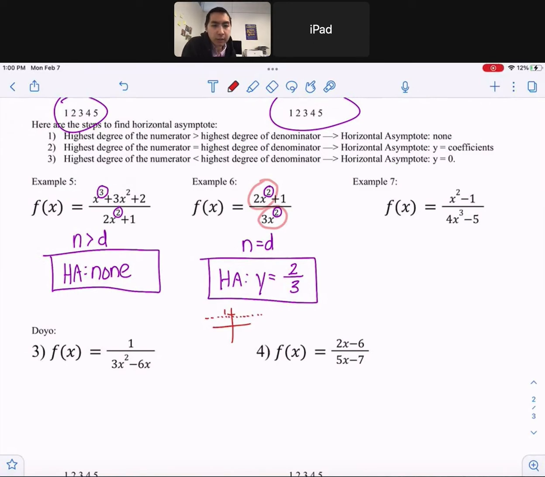And lastly, example 7. The highest degree of the numerator is 2. The highest degree of the denominator is 3. The numerator's degree is less than the denominator's, which means our horizontal asymptote will be y equals 0. But that is the expectation on how you find your horizontal asymptotes.